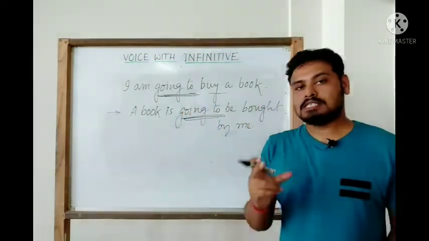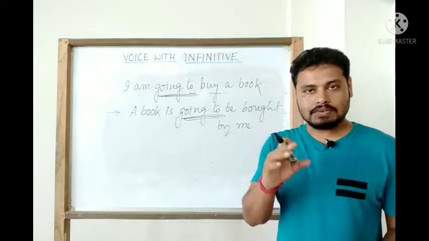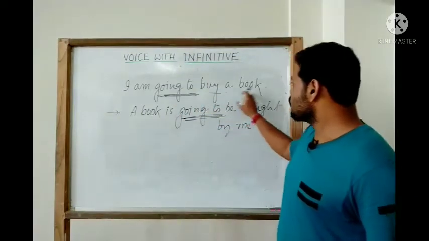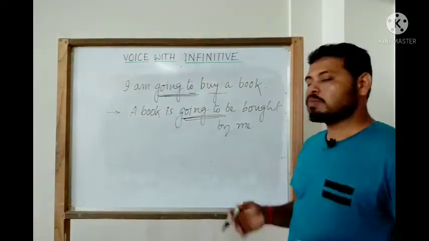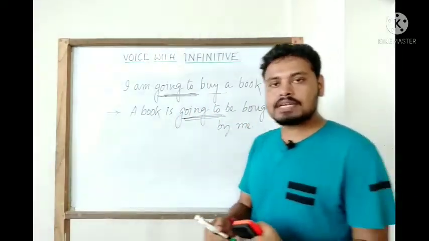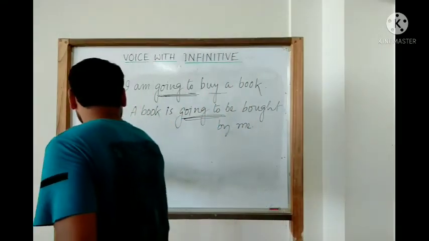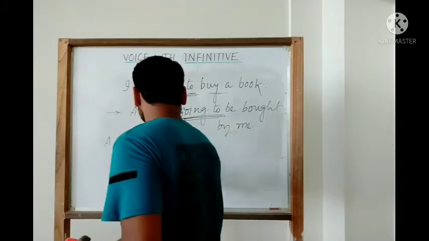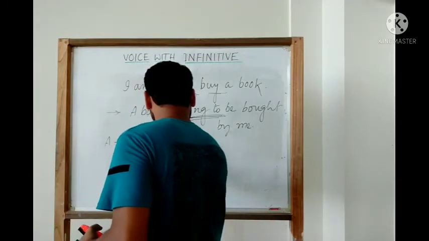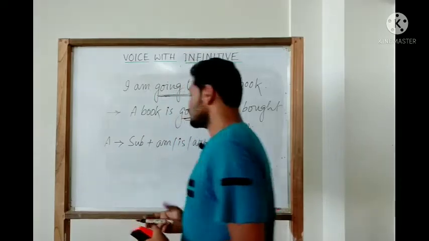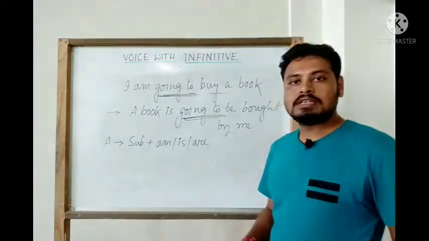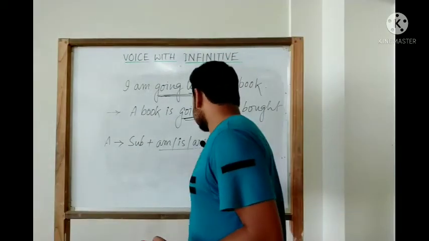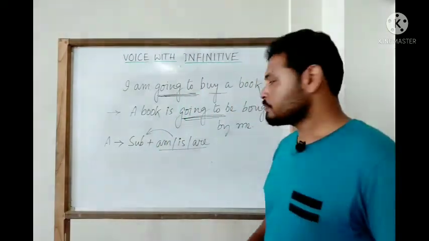This kind of voice comes actually for any type of competitive exams. I am going to buy a book. A book is going to be bought by me. So let us just have the structure of this active structure. This is subject plus am, is, are. Here it would be be verb. Okay. Subject plus be verb. So am, is, are. This would be as per the requirement of the subject.